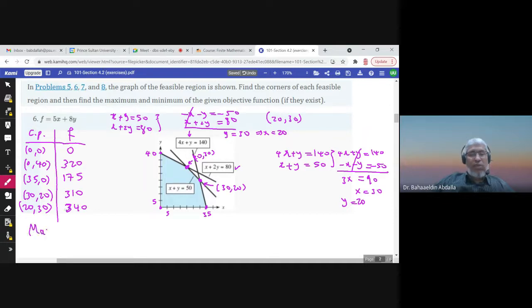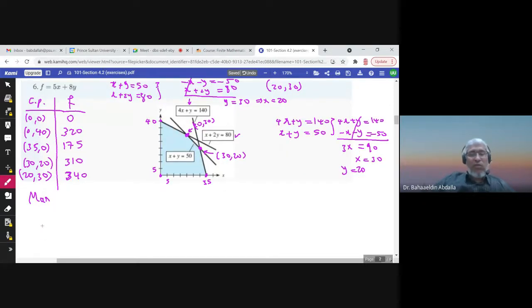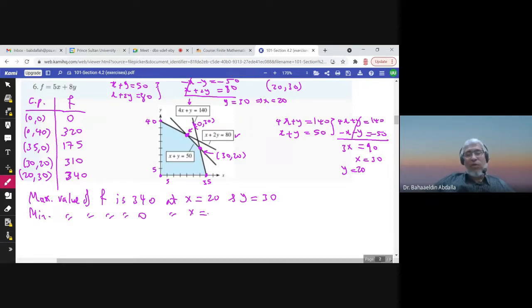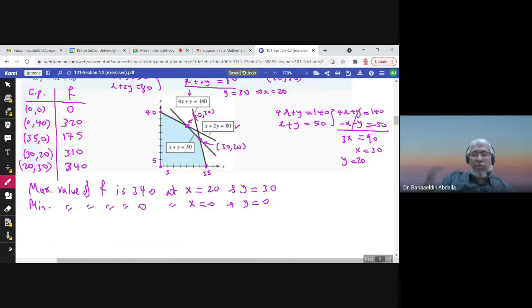So the maximum value of f is 340 when x is 20 and y is 30, while the minimum value of f is 0 when x is 0 and y is 0. So this is the solution of this problem.